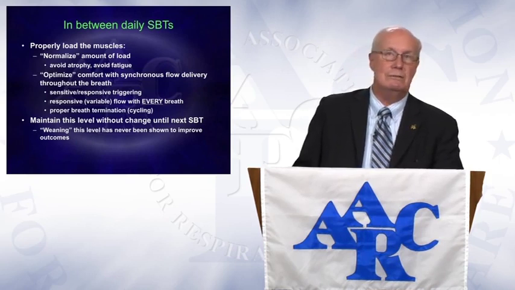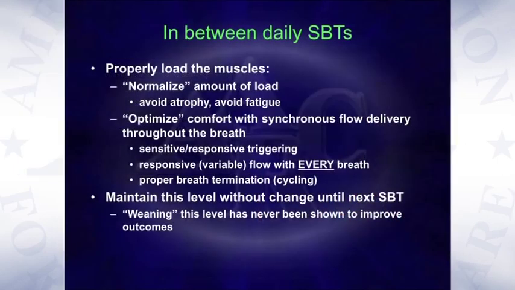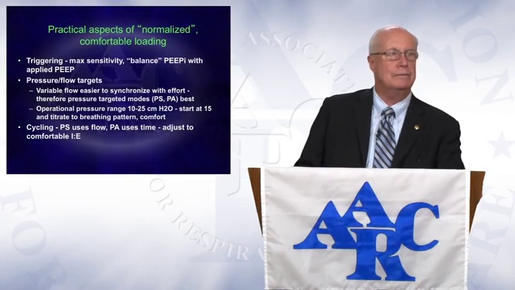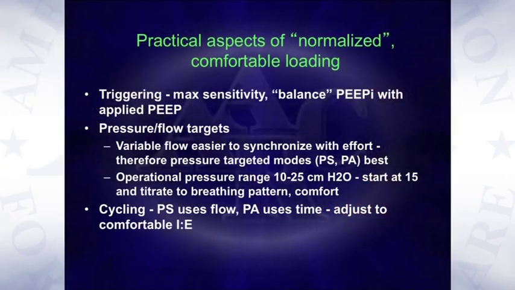And you want to maintain this level without change, in my opinion, until the next day when you do another spontaneous breathing trial. So weaning the level of support in between spontaneous breathing trials has never been shown to improve any outcomes. So again, triggering, sensitivity, applied PEEP, pressure, flow targets, variable flow. This usually requires somewhere in the neighborhood of 10, maybe 20 centimeters of water pressure. I usually apply somewhere in the 15 range. And again, make sure you're cycling the breaths properly.